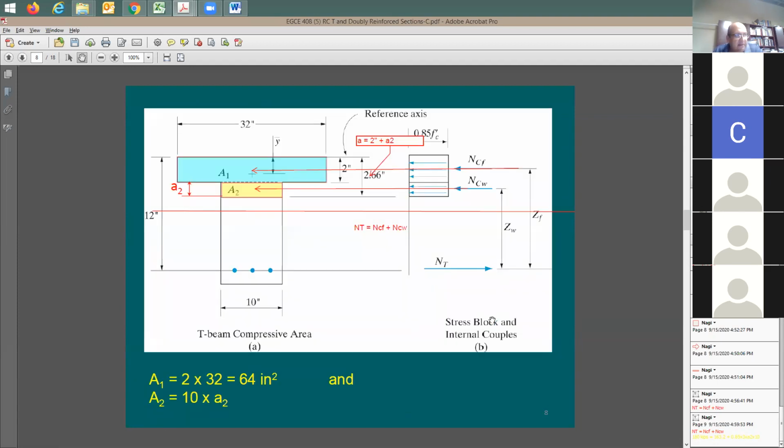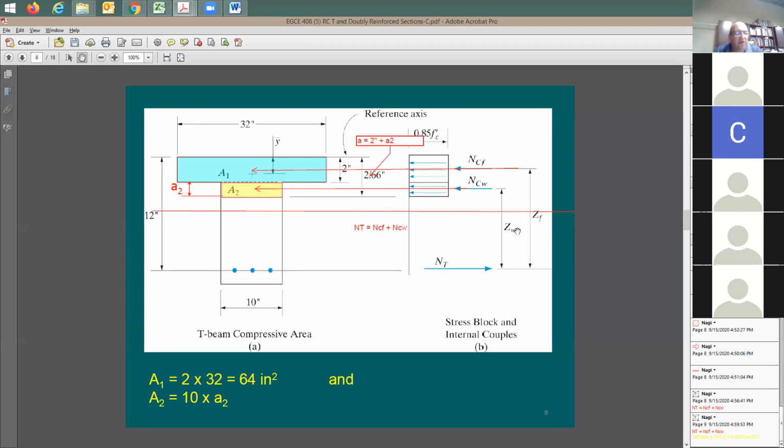Now in this case, take the moment about the tension force. So I'm going to have here two forces. One of them is going to be the flange force. I'm going to need here ZF. Another one, I need ZW. What is ZF? ZF is going to be the distance Z from the tension all the way to the compression in the flange. This is why they call it ZF. How about ZW? It's going to be the distance from the tension force all the way to the compression in the web. That's why they call it ZW for the web. So fine.